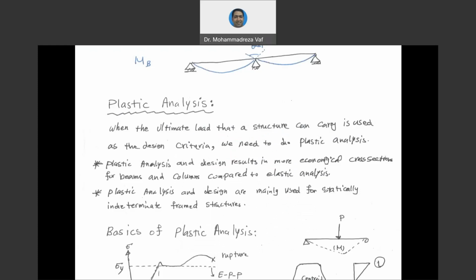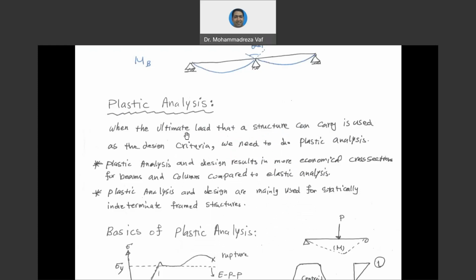So this is the last subject of this lecture, plastic analysis. As I said, in the final exam, normally you have one compulsory question to answer from this part. Let's have some introduction to see why we need plastic analysis.